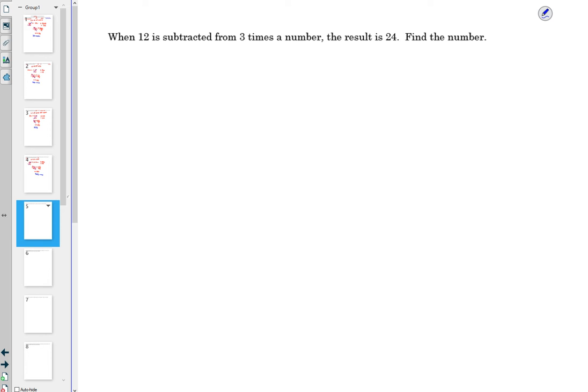Alright, this one should be pretty straightforward because you're just looking for a number there. It doesn't really mean anything, it's just a number. Plenty of keywords.